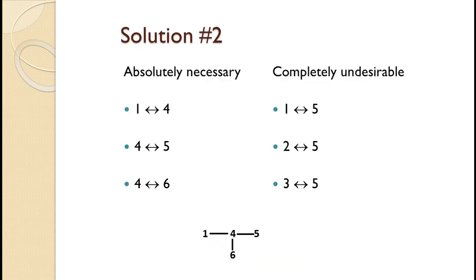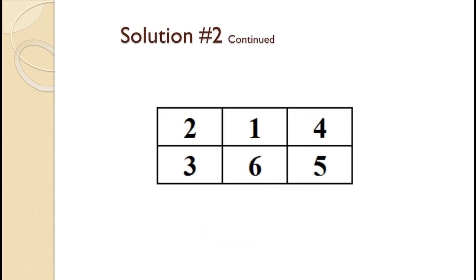The screen shows the absolutely necessary and completely undesirable pairs along with a diagram of the absolutely necessary relationships. The screen shows an arrangement where all the absolutely necessary criteria are met and 2 of the 3 completely undesirable criteria are met.